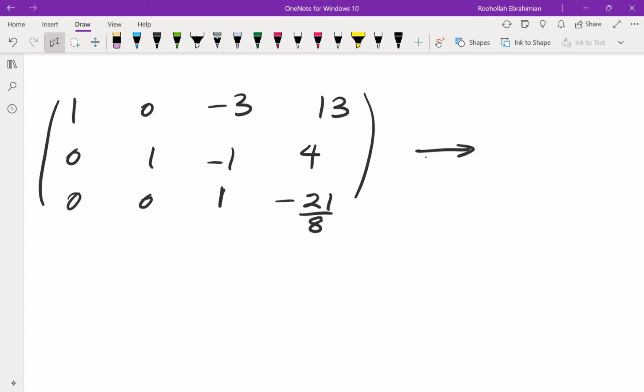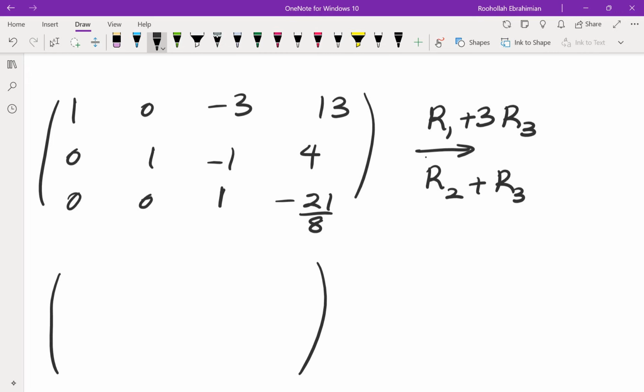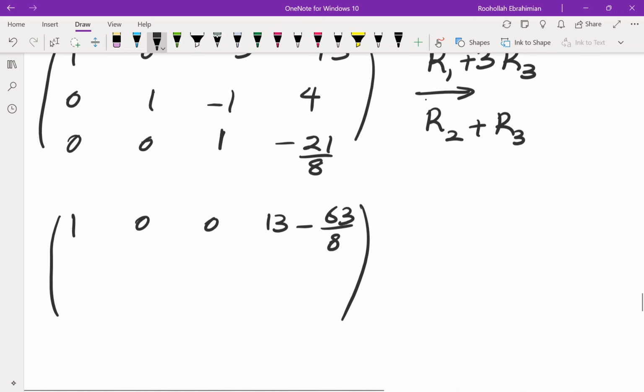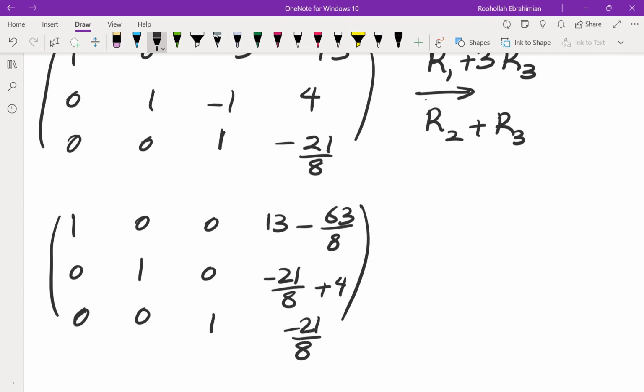Okay, so now we're going to do row 1 plus 3 row 3, and then row 2 plus row 3. So we get 1, 0, 0. We add 3 times that. So that is 13 minus 63 over 8, 0, 1, 0, negative 21 over 8 plus 4, 0, 0, 1, negative 21 over 8.